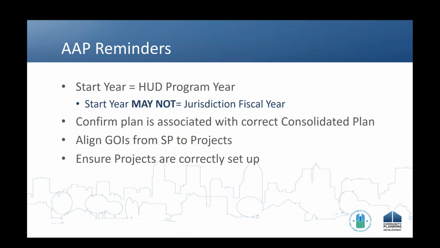Second, confirm that the action plan is associated with the correct consolidated plan. Chris spent a little bit of time talking about that. As we talked about earlier, make sure that your goal outcome indicators are the same for the consolidated plan, strategic plan, and your annual action plan goals and projects. And finally, ensure your projects are correctly set up.